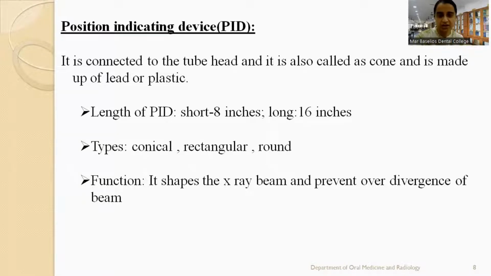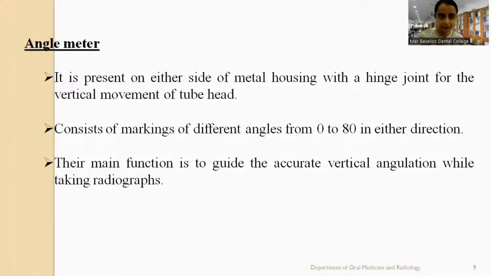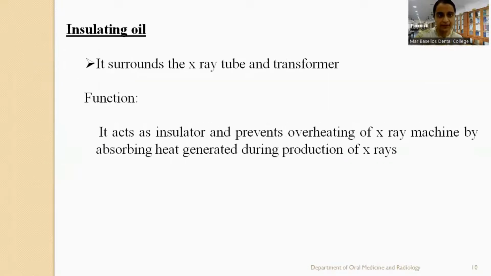The main function, as you know, is that the X-ray beam is a divergent beam. So the function of this position indicating device is to shape the X-ray beam and prevent the over divergence. Angle meter is present on either side of the metal housing with a hinge joint for the vertical movement of the tube head. It consists of markings of different angles from 0 to 80 degrees in either direction. It is to guide the accurate vertical angulation while taking radiographs.